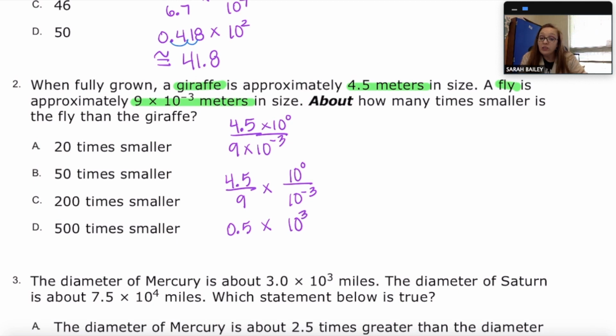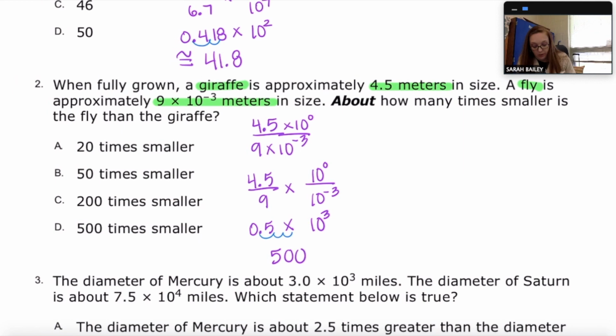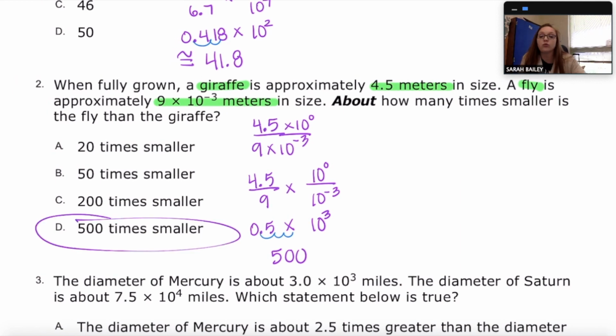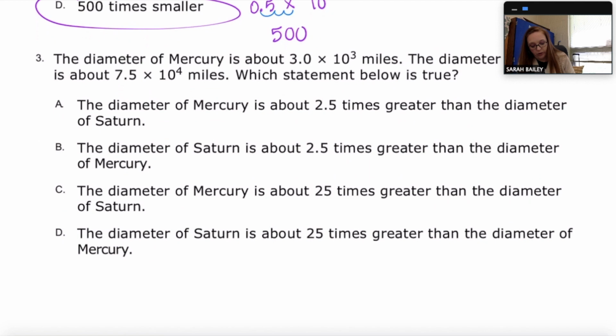Looking at the choices, none of them are written in scientific notation. So we're going to change that to standard form. My decimal point gets moved 3 times. 1, 2, 3. Leaving me with 500, which looks to be answer choice D. So the fly is 500 times smaller than the giraffe. Okay, let's go to number 3.